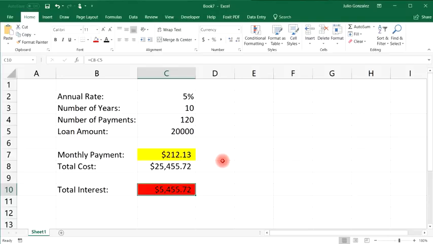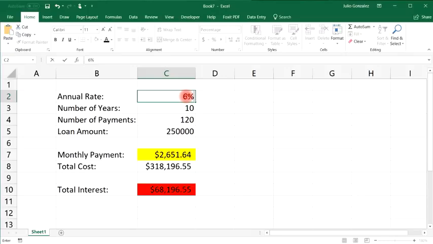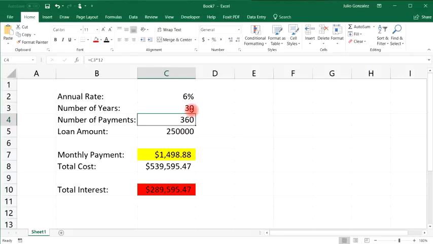But now let's say we want to buy a house. Let's say the house is $250,000. And let's say you get a 6% interest rate, and you want to pay it off in 30 years. So your monthly payment is going to be $1,500. But notice the true cost of the loan. It's $289,000. That's how much you can be paying in interest if you have a 6% interest rate. And so this is a huge amount to pay in interest.